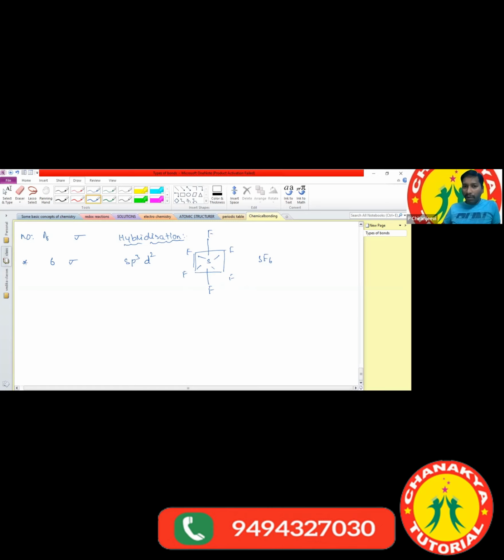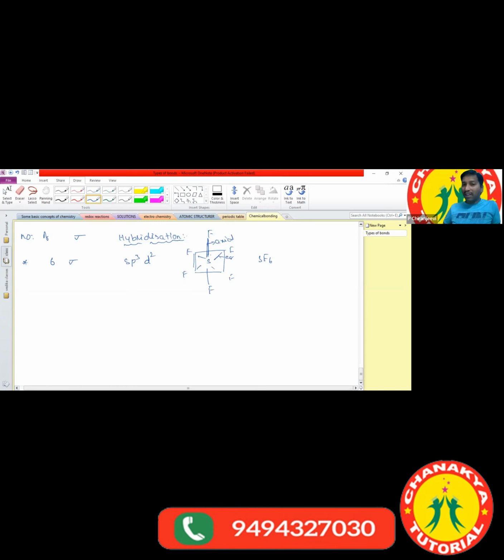If you compare, these bonds we can call equatorial, and these we can call axial. The bond length between sulfur and fluorine in the equatorial position is less than the bond length of sulfur and fluorine in the axial position.